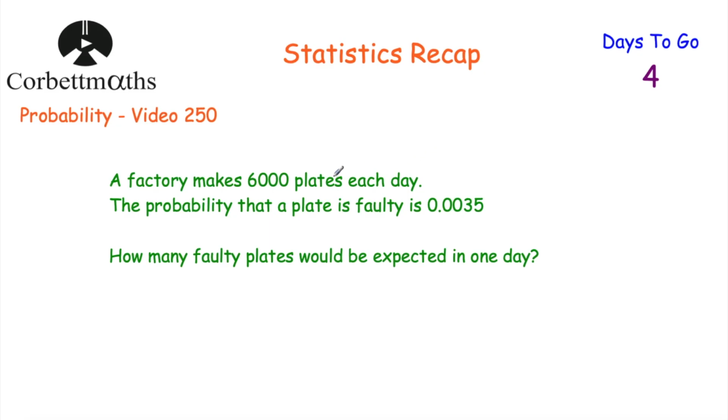Okay, also with probability, sometimes we'll probably get asked to find how many times you'd expect something to happen. So if you want to find out how many times you'd expect something to happen, you take the number of trials. So here a factory makes 6,000 plates and the probability of one's faulty is 0.0035. So if you're asked to find how many faulty plates you'd expect in a day, you would take the 6,000 plates that are made, that's the number of trials, and you multiply by the probability of it happening, which in this case is the probability of it being faulty, which is 0.0035. And when you multiply those together, that'll tell you how many times you'd expect something to happen. In this case, that'll be 21, so you'd expect 21 faulty plates.